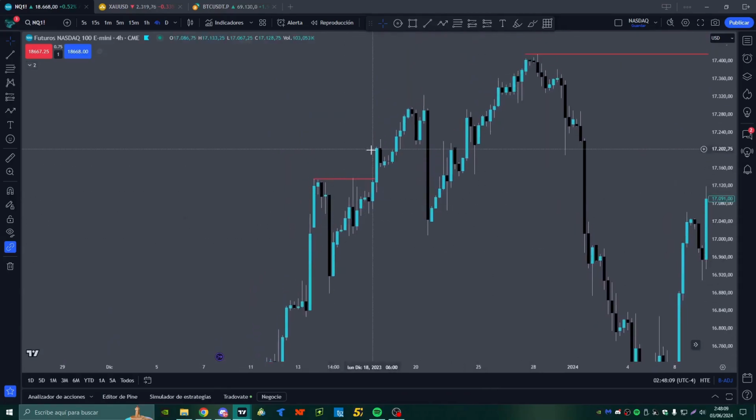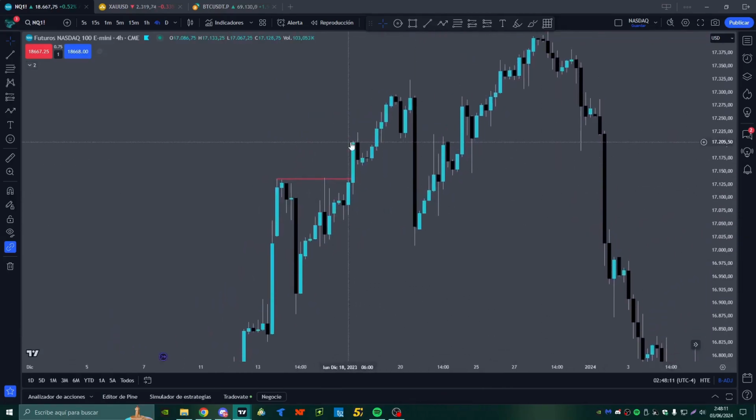Does it break my high? Perfect. The price starts to turn around here. What do I need to validate this pullback in this time frame? A close below this. Did we get it? No, we didn't get it. So, what does all this continue to be? A single leg of bullish displacement.